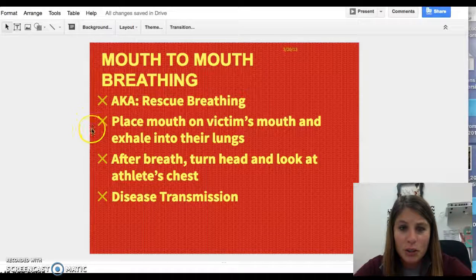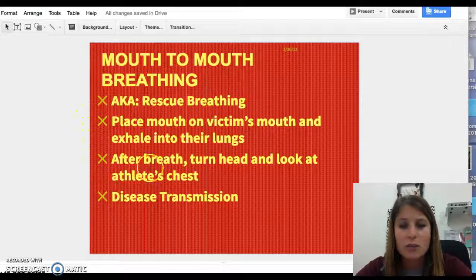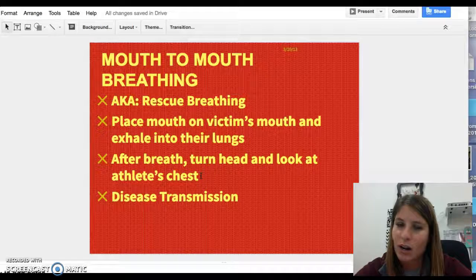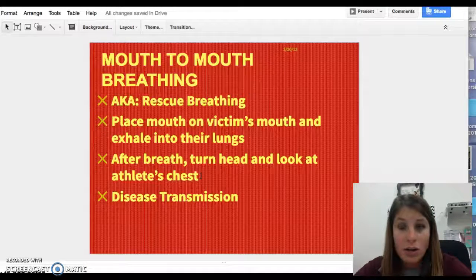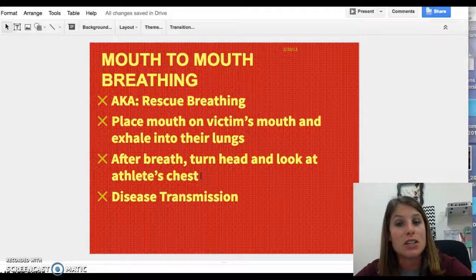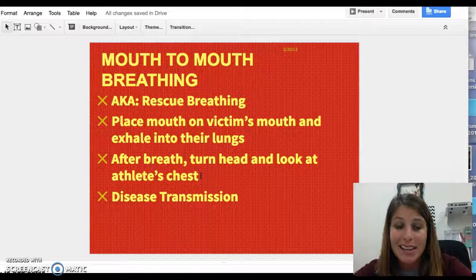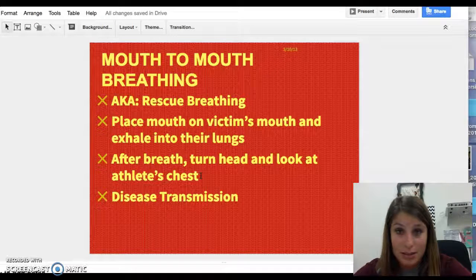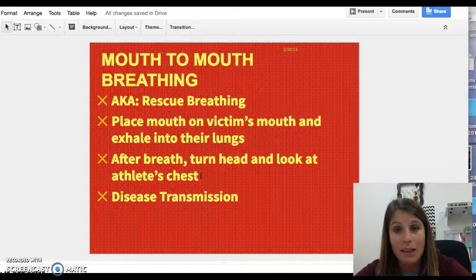After you have put a breath in, you do need to look to their chest, just like we did in our look, listen, and feel for our ABCs. You're going to turn your head and see if the air is going into the lungs, because that's going to be a big thing. If the chest does not rise, then that means the air is not making it to the lungs. More times than not, that means there's something blocking that airway. They could have choked on something.